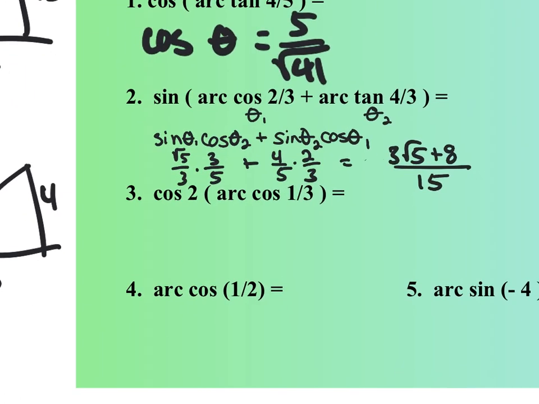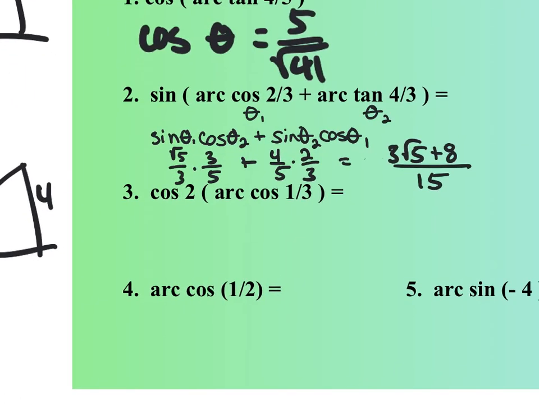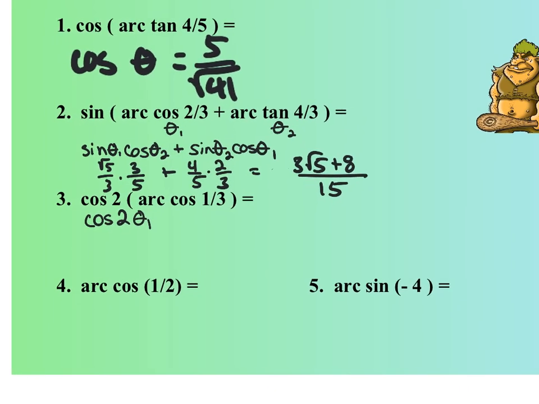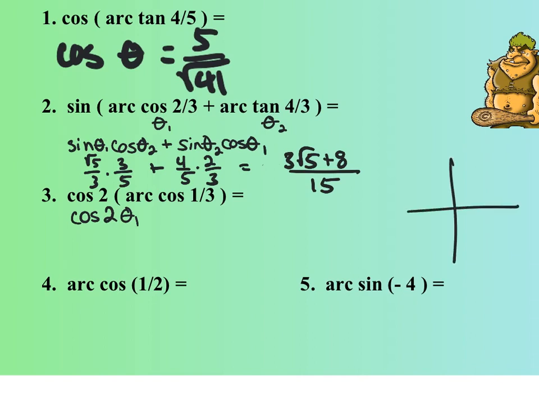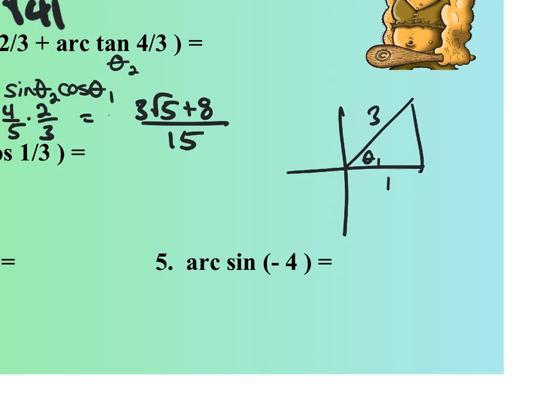Number 3, similar, double angle formula for cosine. Can you see that that's cosine of 2 theta 1? Okay, and we'll work over here. Theta 1. It says arc cosine is 1/3. So I'd end up with 1 squared plus b squared equals 3 squared. I think it's the square root of 8.